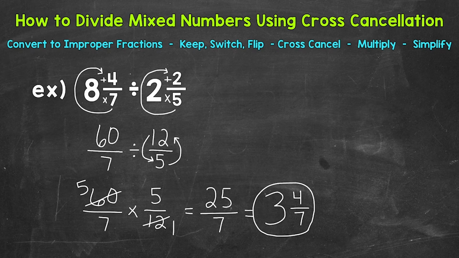And another thing I want to mention, cross cancellation can't be used with every problem. We have to have common factors other than 1 between our numerators and denominators that we can divide by. If the only common factor is 1, then cross cancellation cannot be used. So there you have it. There's a guide to division problems involving mixed numbers.